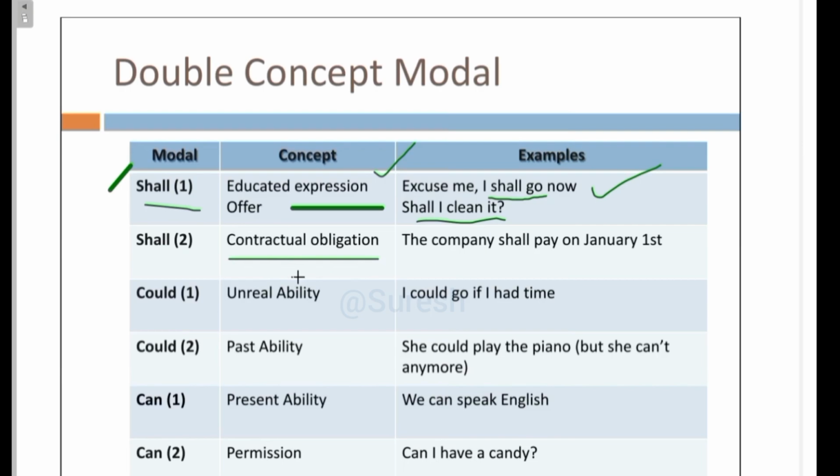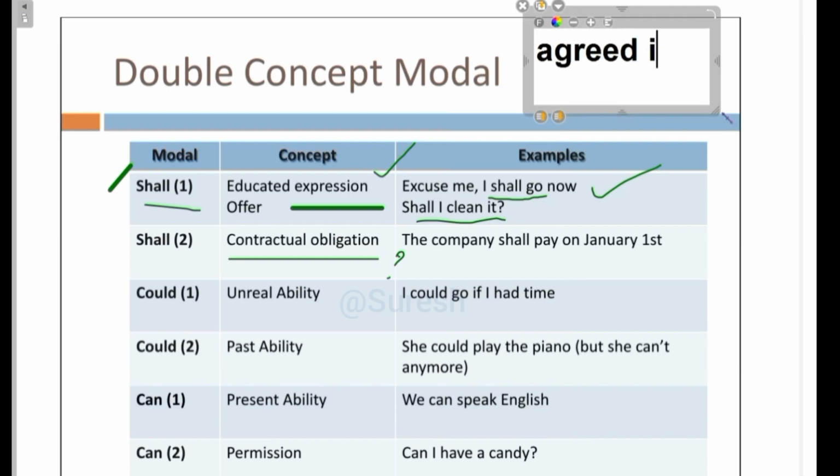Right? The second concept is contractual obligation. What is obligation? Simply we can understand it is the duty of someone, the responsibility of someone to do something. Contractual obligation: a contract, an agreement between two persons, agreed to do something, and that is what we say duty. Duty is something that someone agrees to do under another person's leadership, we can say, agreed in a contract. That is contractual obligation.